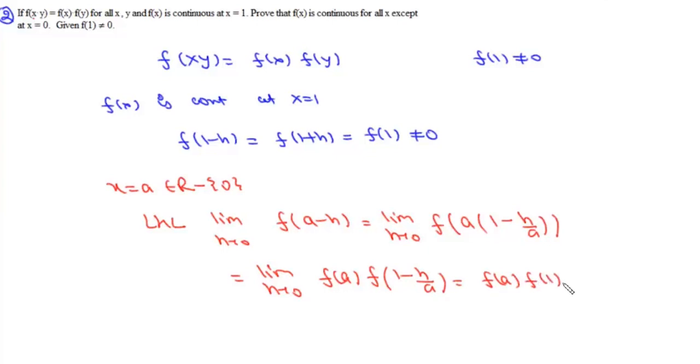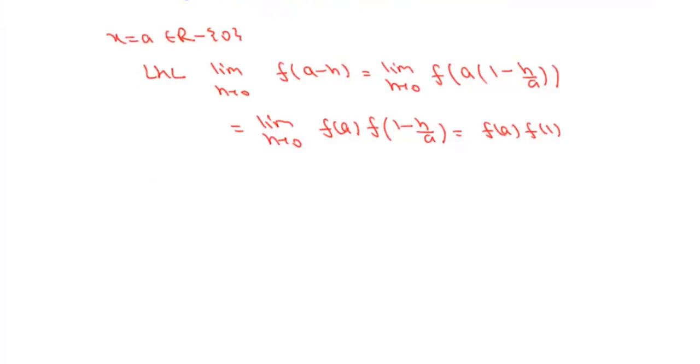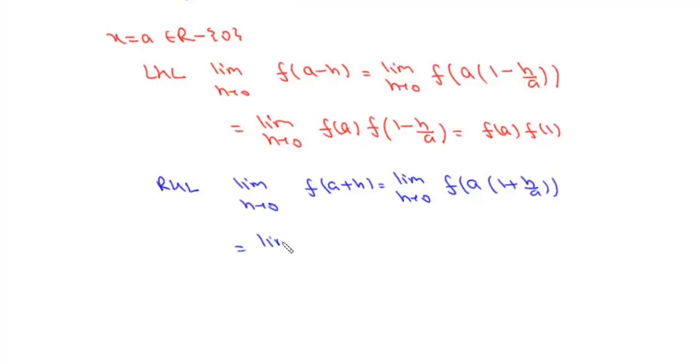And the same way we want to write its right hand limit. Now the right hand limit will be limit h tends to 0 f(a+h), which is limit h tends to 0 f(a) into f(1 plus h upon a), which again is f(x) into f(y). So it is limit h tends to 0 f(a) into f(1 plus h by a). Now this is f(1+h), which is the right hand limit at 1, which again is f(1). So this is f(a) into f(1).